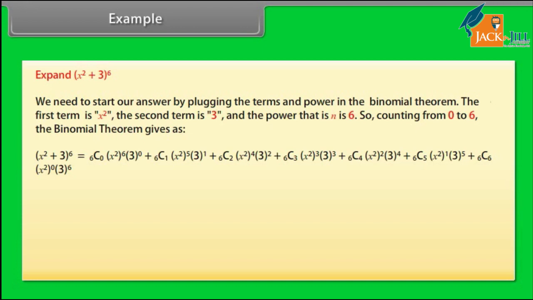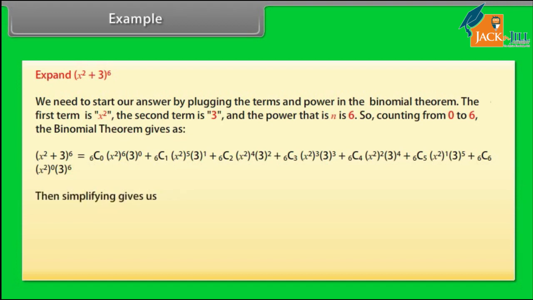6C0 into x square raised to power 6 into 3 raised to power 0 plus 6C1 into x square raised to power 5 into 3 raised to power 1 plus 6C2 into x square raised to power 4 into 3 raised to power 2 plus 6C3 into x square raised to power 3 into 3 raised to power 3 plus 6C4 into x square raised to power 2 into 3 raised to power 4 plus 6C5 into x square raised to power 1 into 3 raised to power 5 plus 6C6 into x square raised to power 0 into 3 raised to power 6.